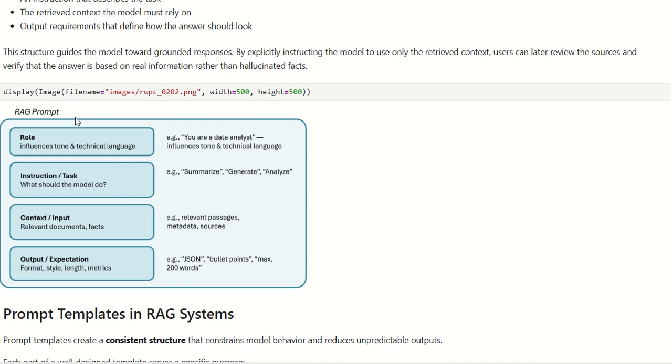You can see how the prompt is defined in this image. The role and instructions are the task, and there is context input and output expectation. The role, for example, influences tone and technical language. Instructions or task: what should the model do? Context is relevant documentation and facts. These come from the RAG context. Output or expectation is the format, style, length, and metrics. These are the main four components in prompt engineering.